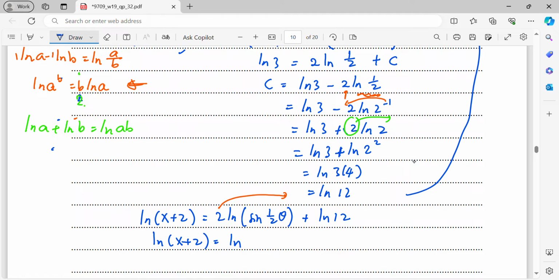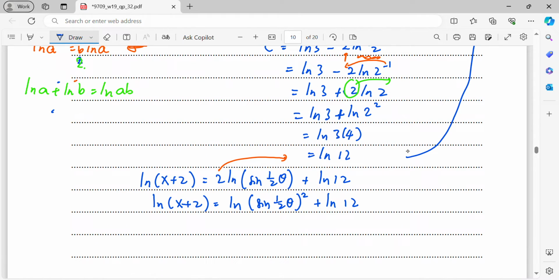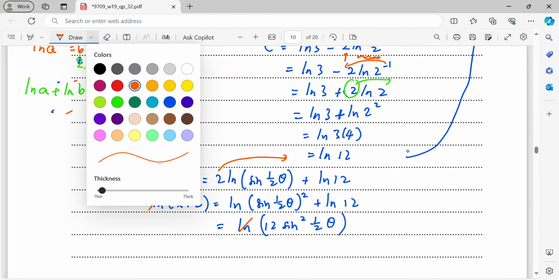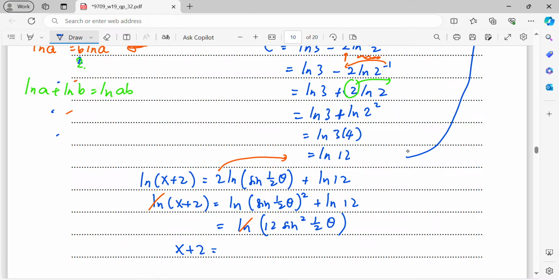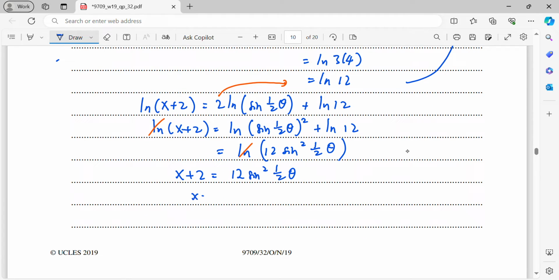That means this is ln sine half theta squared plus ln 12. So ln A plus ln B will be ln of A times B. So the square of sine half theta is basically sine squared half theta. Okay, and now I get one ln on both sides. Basically, you can cancel off the ln. Therefore, I will be getting x plus 2 equals 12 sine squared half theta. And at last, your x will be 12 sine squared half theta minus 2.